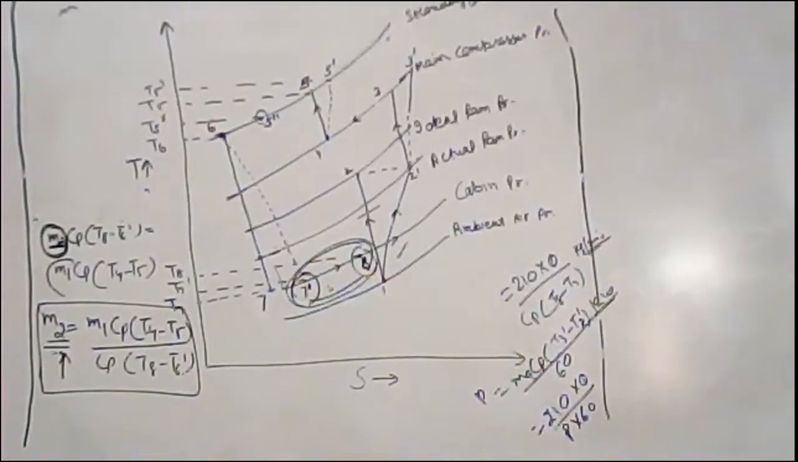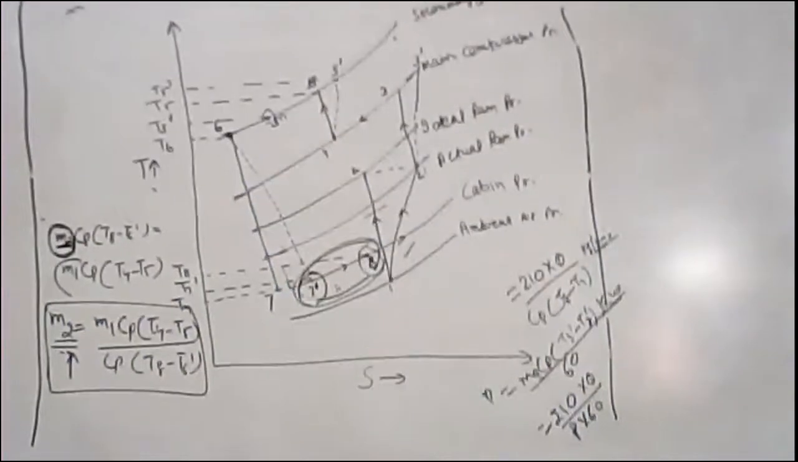So you can calculate the value of mass of air. That will be equal to 210 into Q divided by Cp into T7 minus T6 dash, from your TS diagram. And power from the main compressor and COP is 210 into Q divided by P into 60. That will be same. Only you can calculate how much air is passing through the regenerative type heat exchanger from this formula. I have already written on the blackboard.